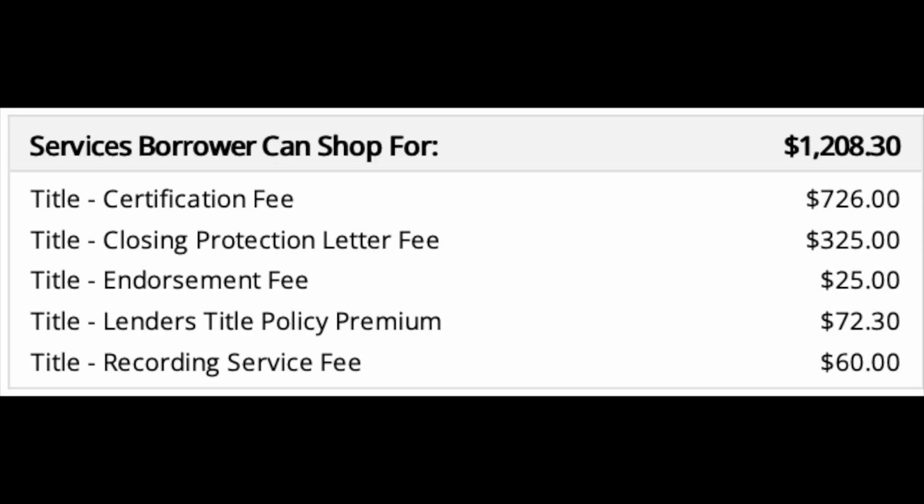And then going down again to the next piece, services the borrower can shop for. So this is actually going to be all of the title company fees. So you guys can see there the certification fee, closing protection, endorsement fee, lender's title policy premium, recording service fee. To be quite honest, these are just a bunch of fees that the title company charges. Not really any way to get around those, but that's $1,200.